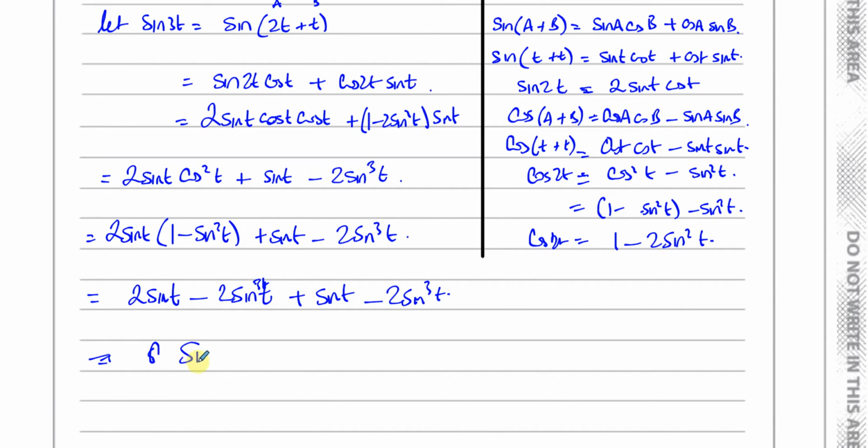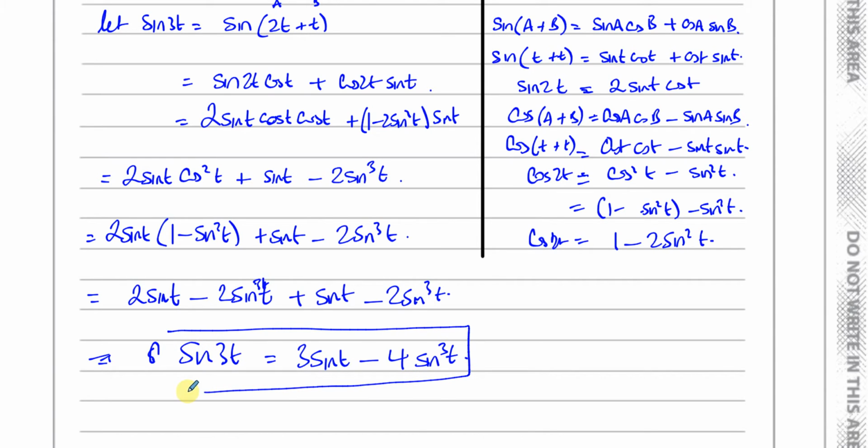So the sine of 3t, which we started with in the beginning, is equal to 3 sine t minus 4 sine cubed t. So there's the answer to part A of this question. Okay, so that's how we can write this out.